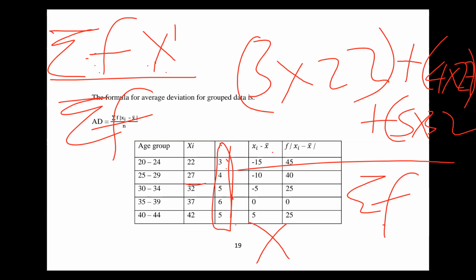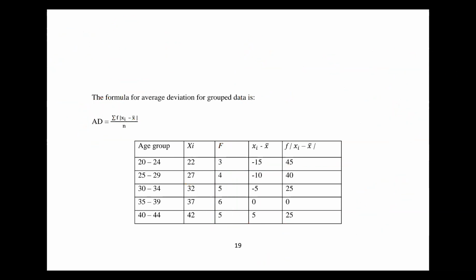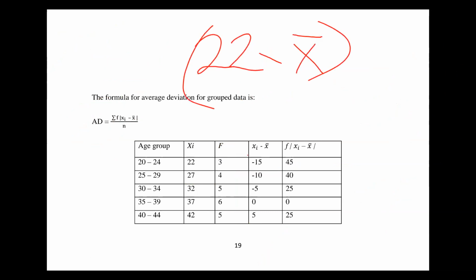Then from there, if you have your x bar, it becomes that easy to find the deviations, because you're just having 22 minus the x bar that you find, okay? And you have 27 minus the x bar. That is what happens.